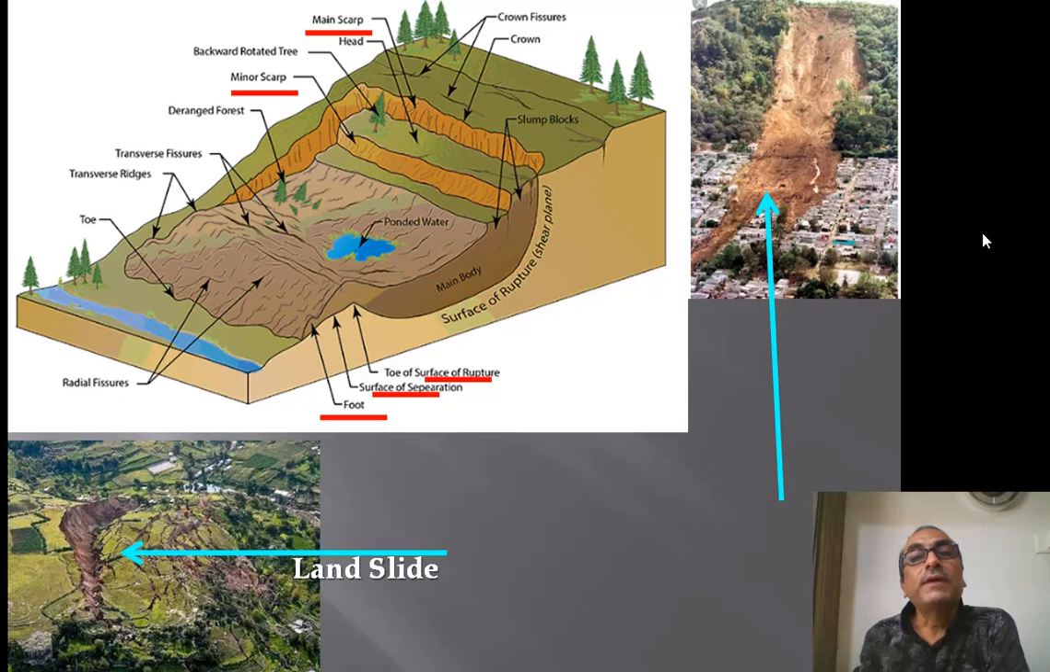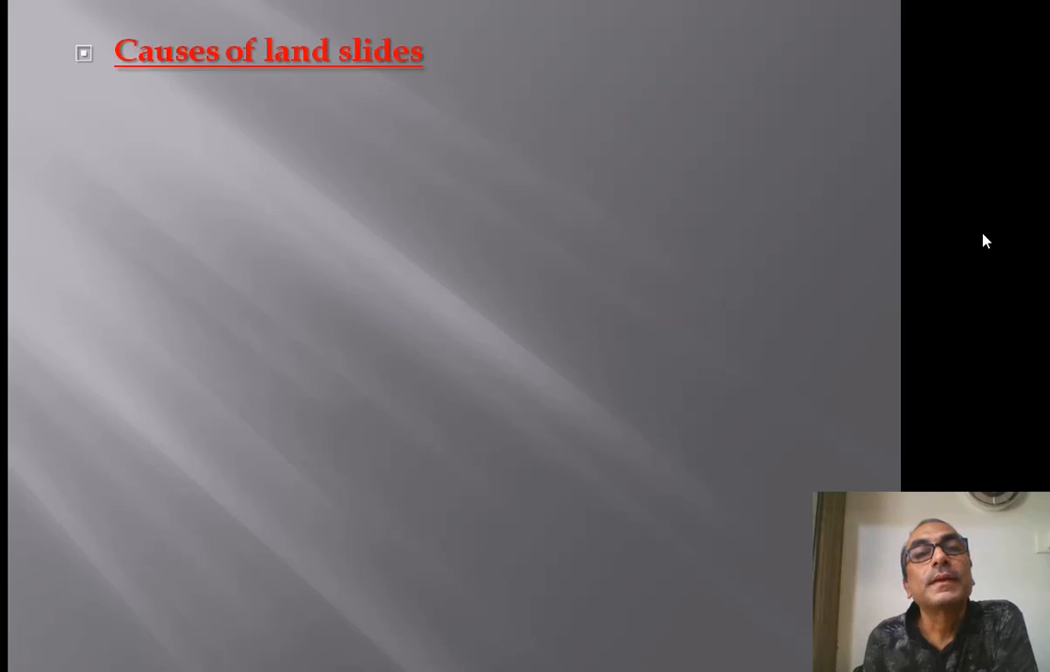In a diagrammatic way, if you look at here, so how the land is breaking and moving down is clearly shown here. So this is the scientific diagram to show how the land mass gets removed from the top of the mountain, and it slides down and enters into the area where human settlement may be there. Then causes of landslide, let us talk about it.